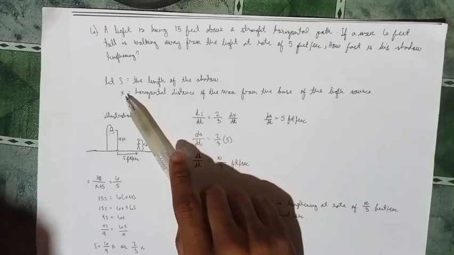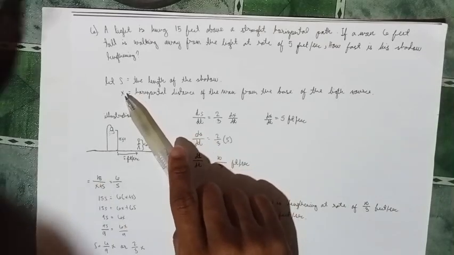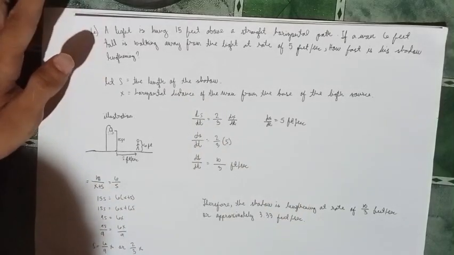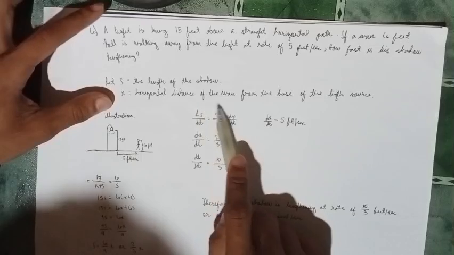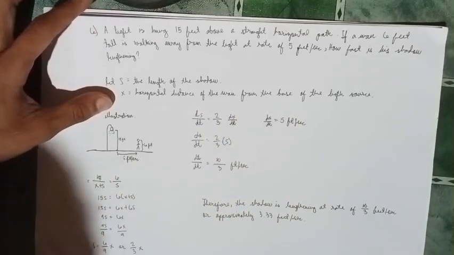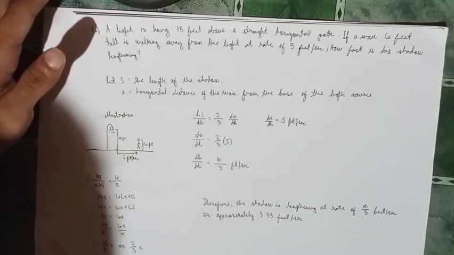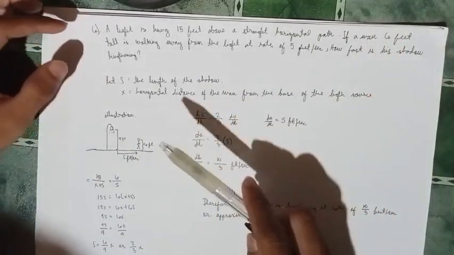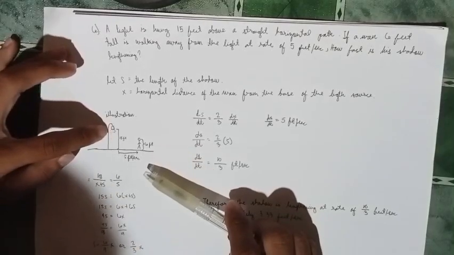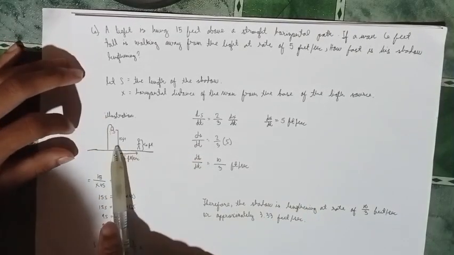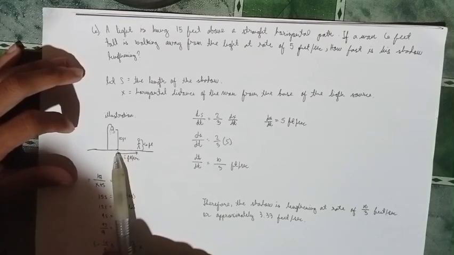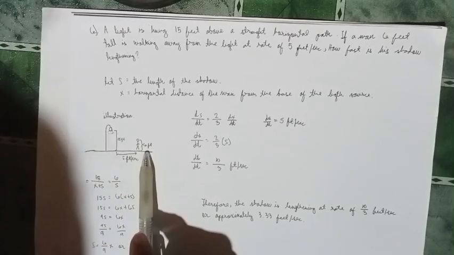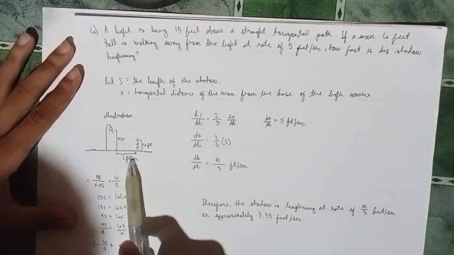So first we have to apply variables. Let s be the length of the shadow, and x be the horizontal distance of the man from the base of the light source. I have to first illustrate the problem. Here the light hangs 15 feet above, then a horizontal path, and a man 6 feet tall, here 6 feet tall, walking at 5 feet per second.